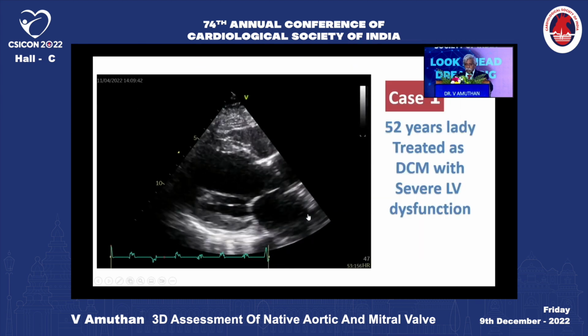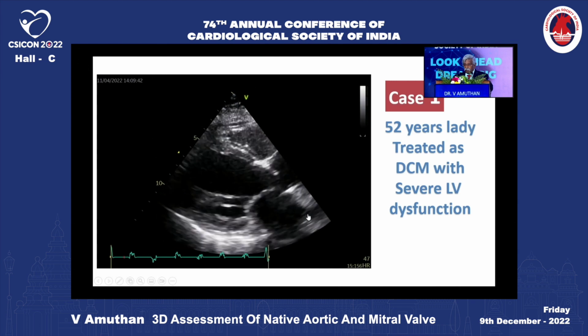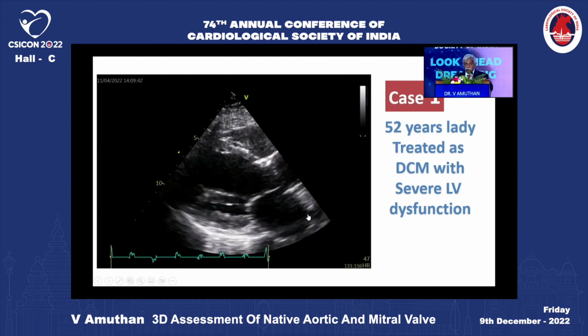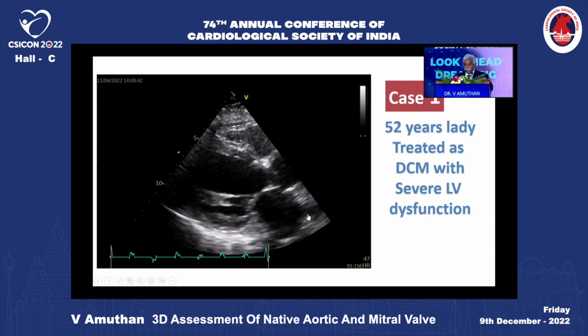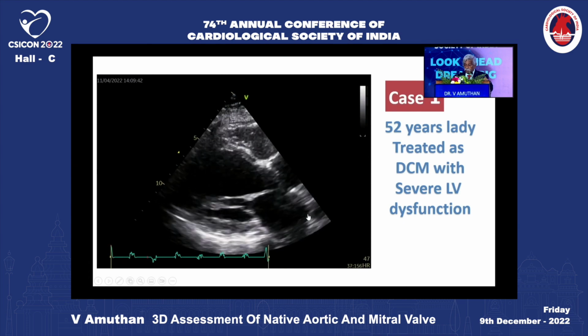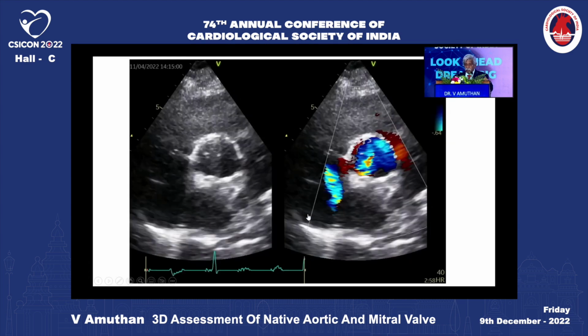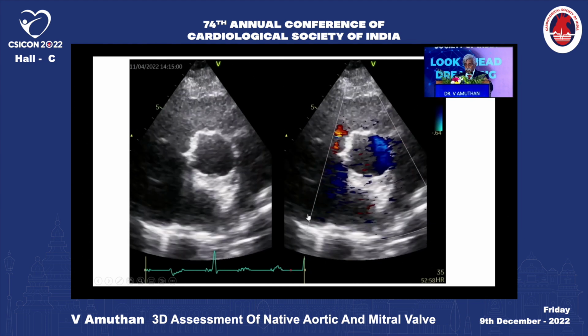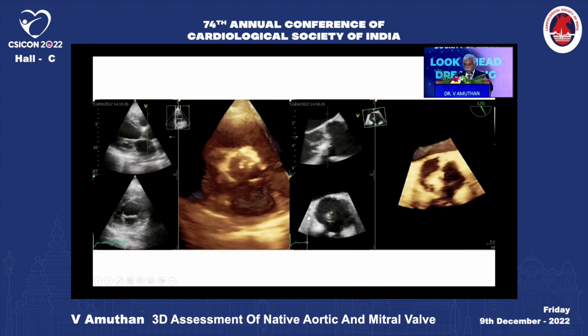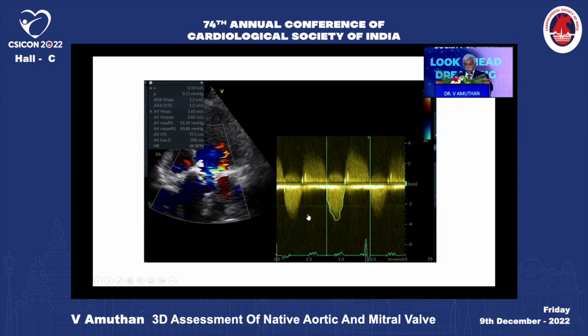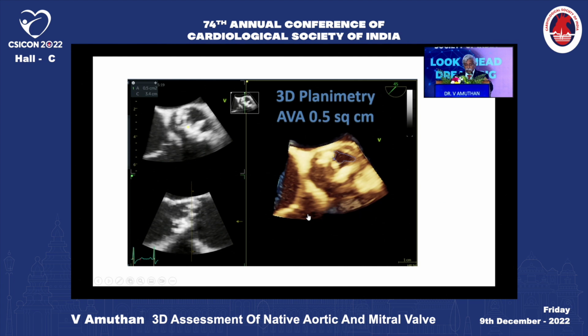These are the Carpentier's types. Now, this was one patient who was referred as dilated cardiomyopathy with a severe LV dysfunction. You can see here the aortic valve is markedly thick, calcific. You can see that, thick and calcific. And the gradient across the aortic valve is maximal gradient 53 and mean gradient 30.